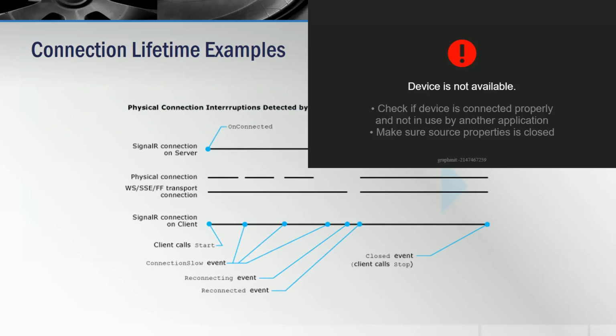Couple of connection lifetime examples. This goes through physical connection interruptions detected by the keep alive, which we actually saw. What we didn't see was the recoverable, right? So on the server, we get on connected, client calling start, right? We see things going through. Now, the client in here detects these gaps, gets the connection slow event, and the reconnecting here.